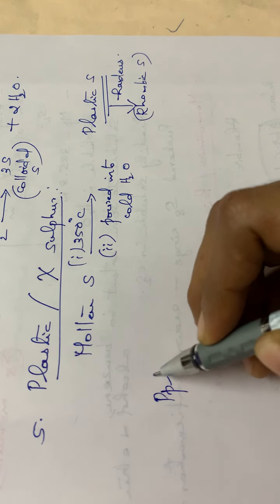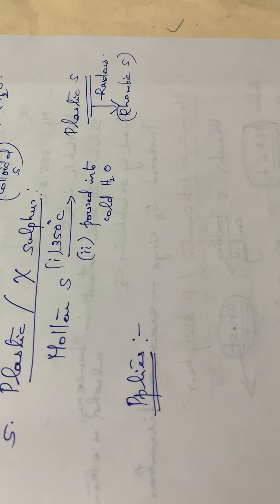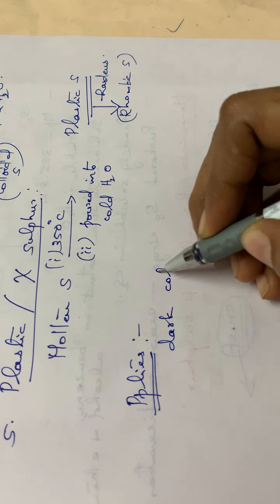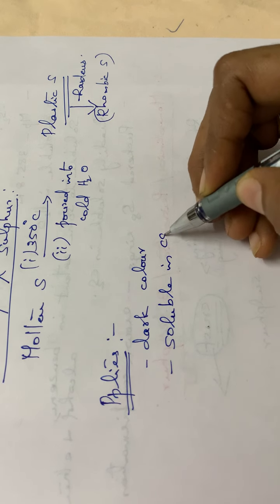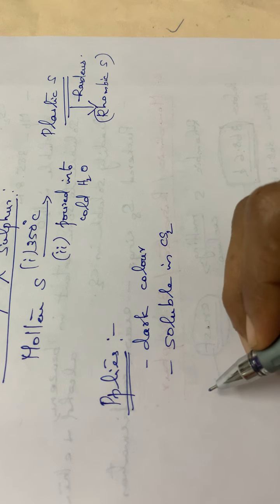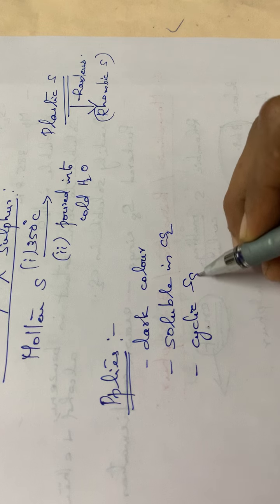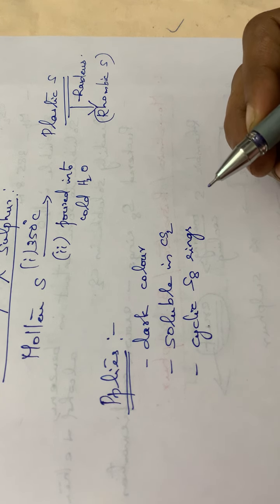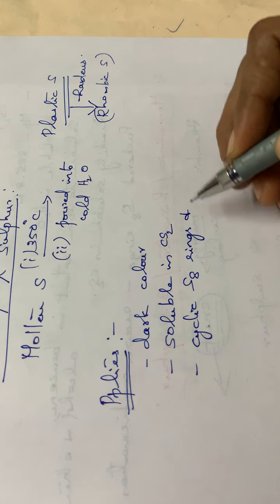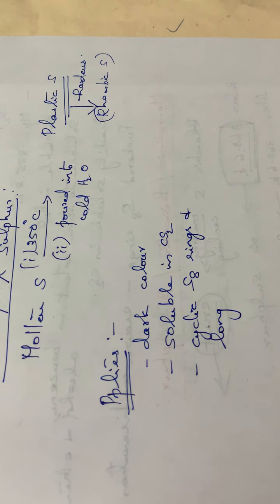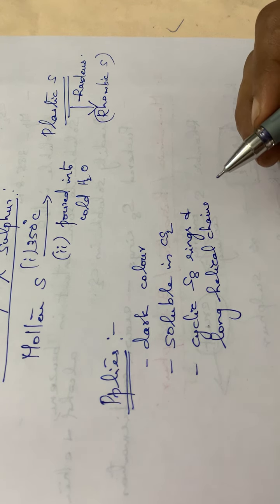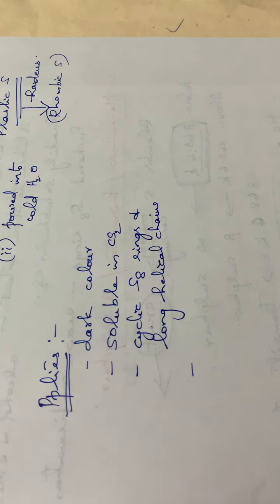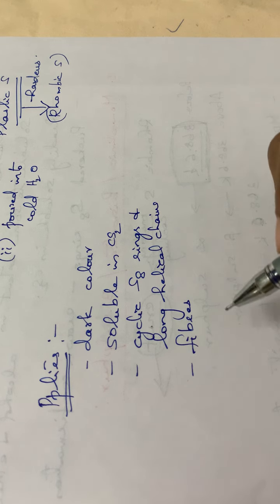Then coming to the properties of plastic sulfur: it has a dark color and is soluble in carbon disulfide. Just as in the previous cases, it has cyclic S8 rings and also long helical chains of sulfur atoms. A mixture of these two is the case for plastic sulfur. One more point is that it can be converted into fibers. In Google Images you can see many nice pictures of this plastic sulfur.